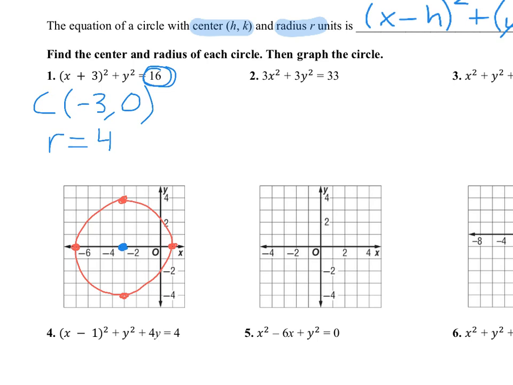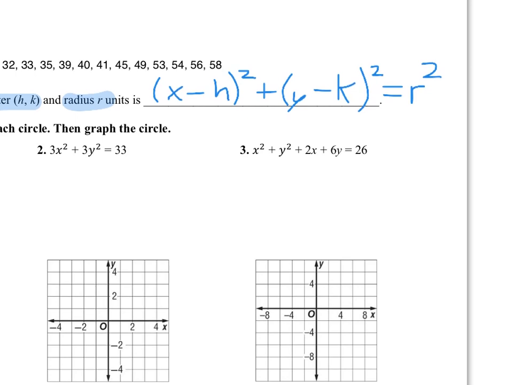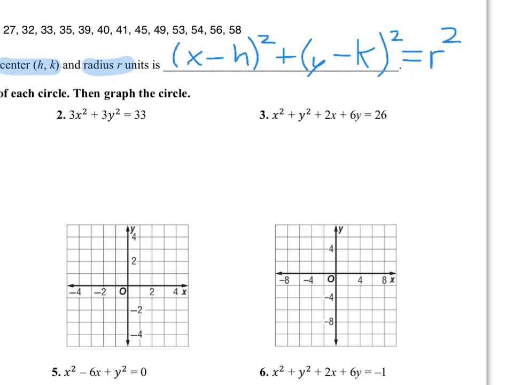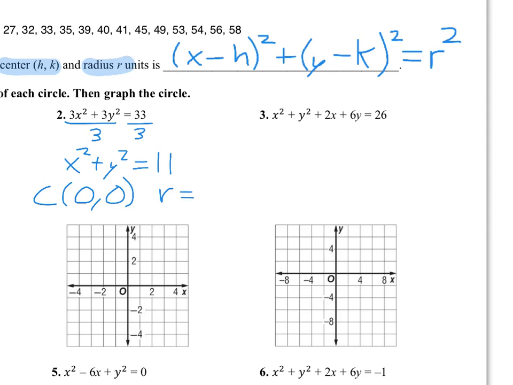Okay, for number 2, now we have a problem because if you look at the equation, x and y are supposed to have 1 in front as a coefficient. This has a 3 in front, which is not supposed to be there, so let's divide everything by 3 first. So there's the equation of the circle in the right form. Now we know the center, there's no parentheses, so the center is 0, 0, and the radius is the square root of 11.